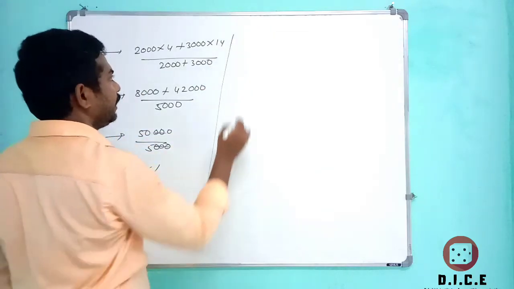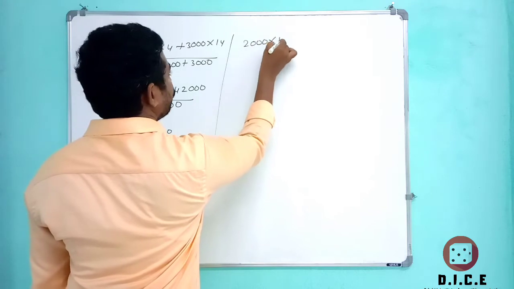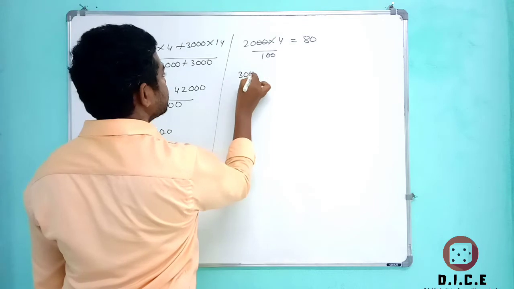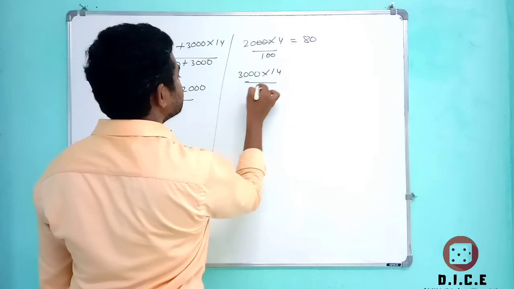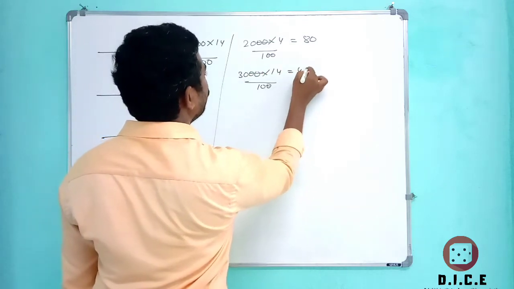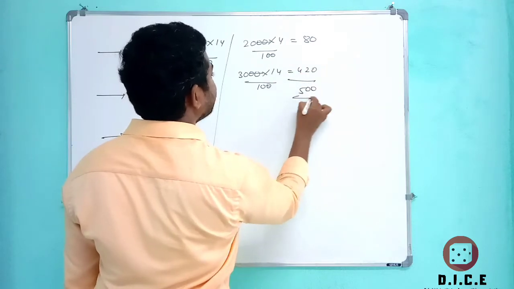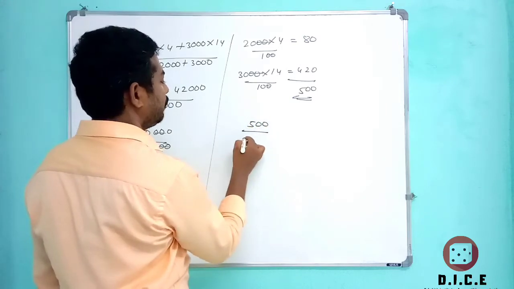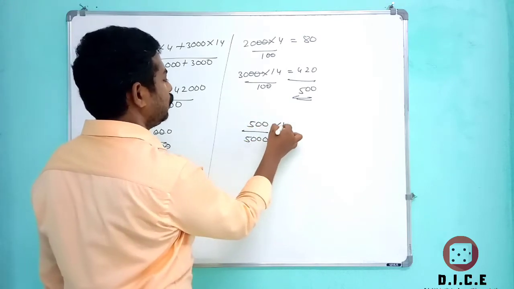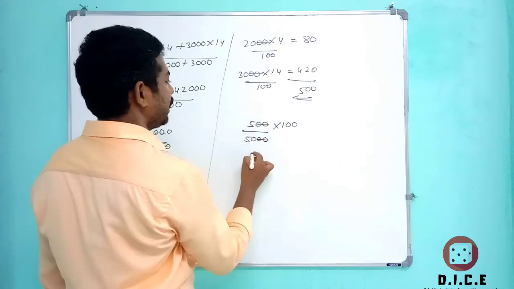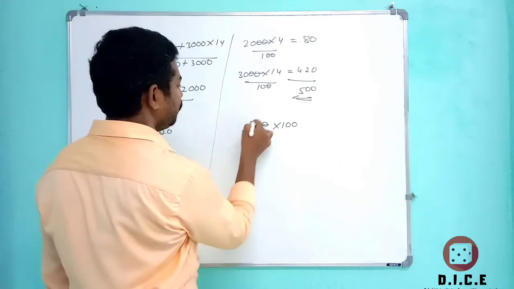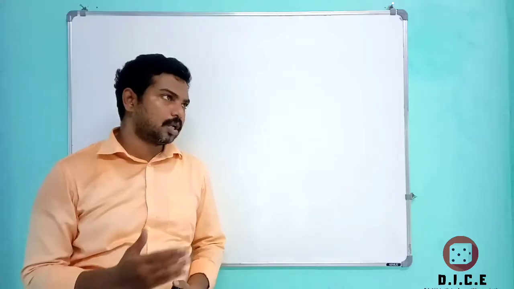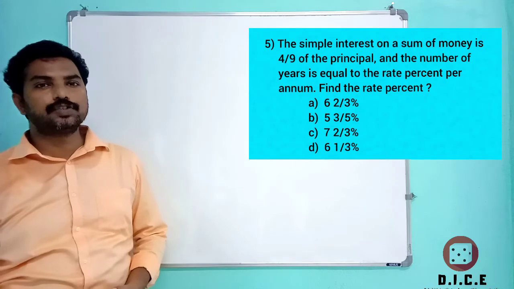Or this can be calculated another way. 4% on 2000 is nothing but 80 rupees, and 14% on 3000 is 420 rupees, totally 500. What is 500 in 5000 rupees? Therefore 500 by 5000 into 100, the double zeros cancel, 5 cancels, 100 by 10 is nothing but 10%. That is the rate.